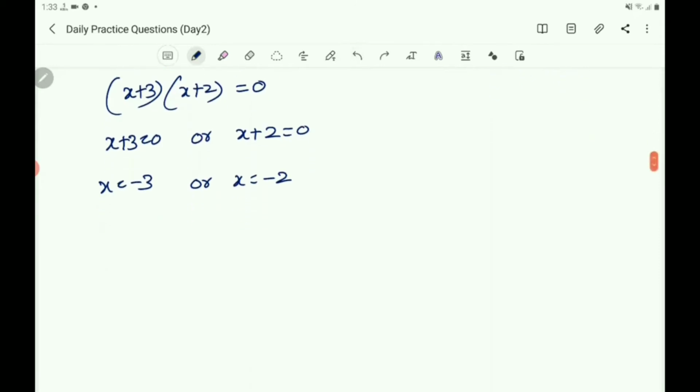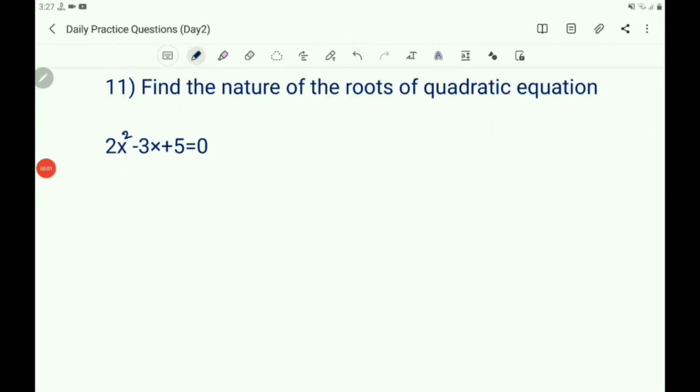Now let us come to the next question. Question number 11: Find the nature of the roots of the quadratic equation 2x square minus 3x plus 5 equals 0. The nature of the roots of a quadratic equation depends upon the value of b square minus 4ac, which is called the discriminant of the quadratic equation.